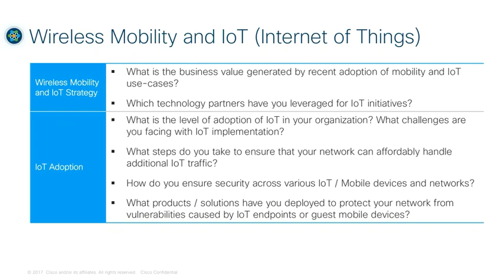What challenges are they facing with IoT implementation? And what steps are they taking to ensure that the network can affordably handle IoT traffic? How do they ensure security across various IoT and mobile devices and networks? What products and solutions are they currently using and have deployed to protect their network from the vulnerabilities caused by IoT endpoints or guest mobile devices?